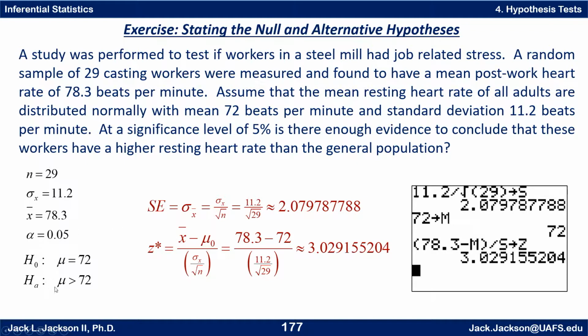I also took the hypothesized mean of 72 and stored it as m. That one wasn't quite as useful because it's not hard to type in 72, but it's a little harder to type in all these digits for the standard error s. Now, the z-star test statistic is just a z-score for the x bar value, which is just x bar minus mu over the sigma of the x bars. So that's just 78.3 minus m, in parentheses, divided by s, which is 11.2 over the square root of 29. I stored that as z for my test statistic, which is about 3.029.